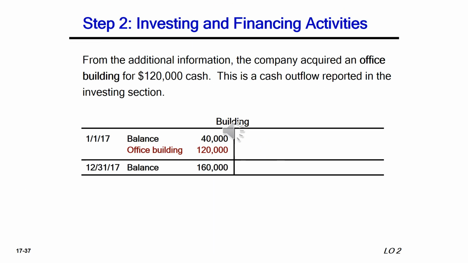Now going back to some of the details that relate to the investing and financing activities, we also had another piece of information, the additional information that we got in the details of the company, that the company had acquired an office building for $120,000 cash. This is a cash outflow reported in the investing section. Okay, so let's see how this is represented on the statement of cash flows in the following slide.